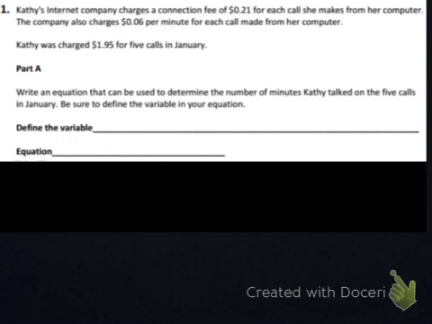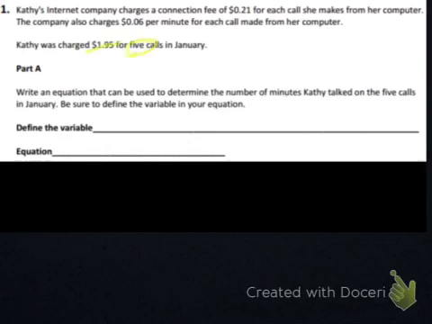So this question says, Kathy's internet company charges a connection fee of 21 cents for each call that she makes from her computer. The company also charges 6 cents per minute for each call made from her computer. So each call is being charged 21 cents plus the 6 cents per minute. And then it gives us that Kathy was charged a total of $1.95 for 5 calls in January. So she made 5 calls in the month of January, and her bill was $1.95.